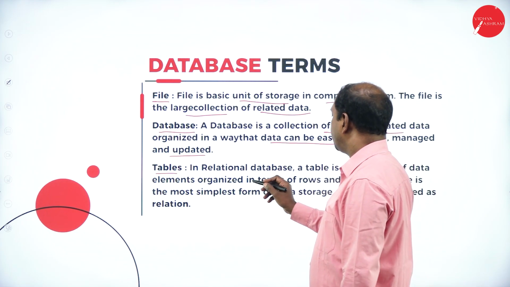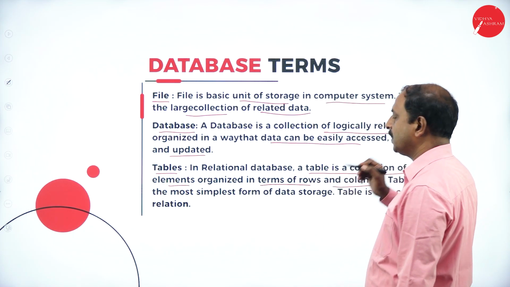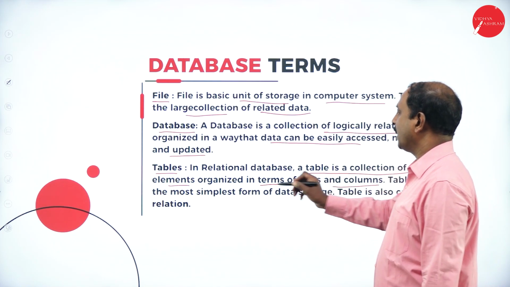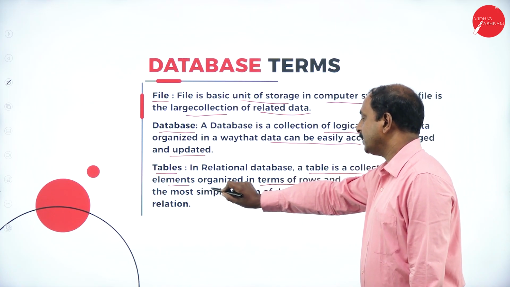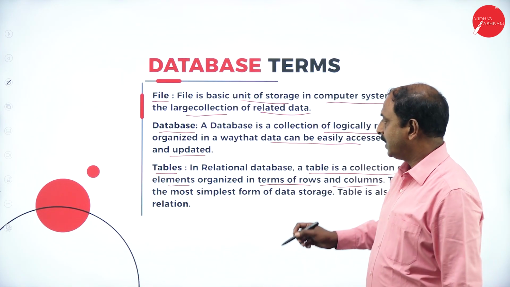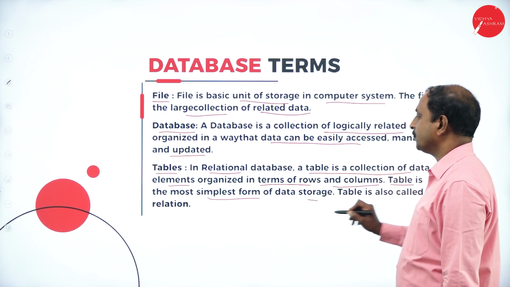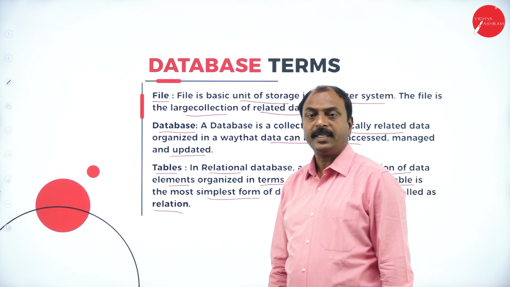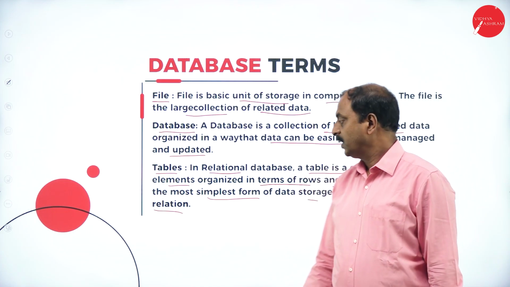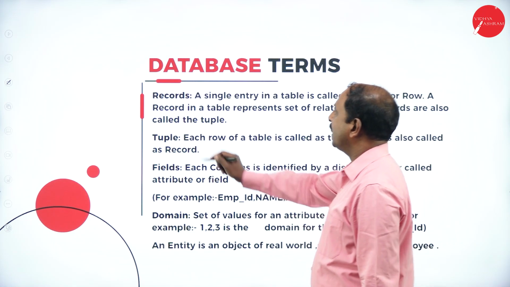Next one is tables. In a relational database, a table is a collection of data elements organized in terms of rows and columns. Generally, what is a table? A table is a combination of rows and columns. All the data are stored in rows and columns that form a table. That is a relation in database. The simplest form of data storage, a table, is also called a relation. Table is a collection of data or information in rows and columns, and these rows and columns are organized. This is about tables.